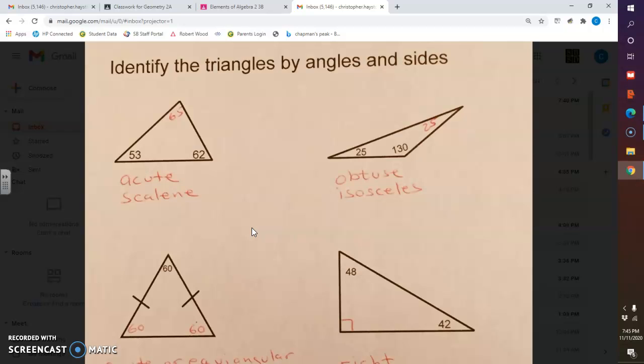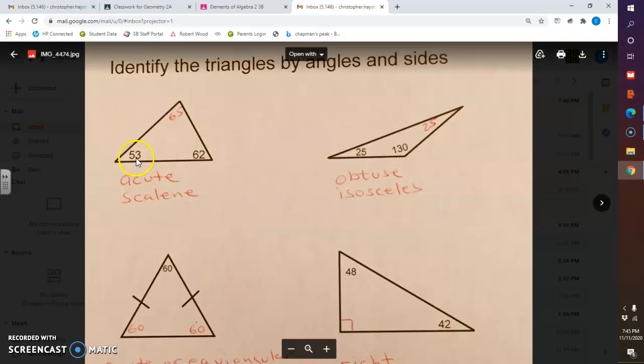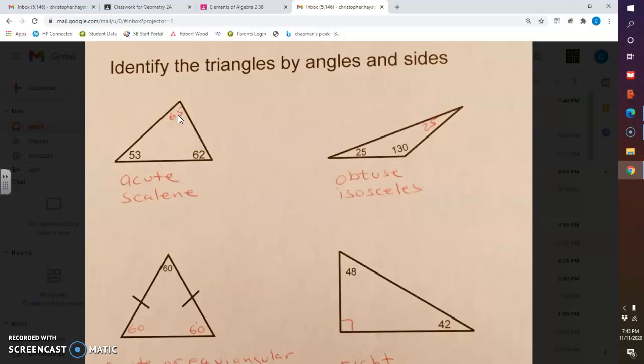For sides, we just have three options. They are scalene, isosceles, and equilateral. So the first one, since these two angles are given, the last angle is 65 degrees. Since we have three different angles, the triangle is scalene. Since we have three angles under 90, this triangle is acute.